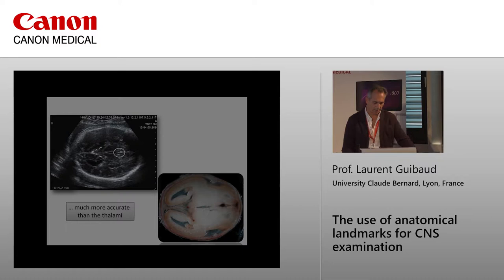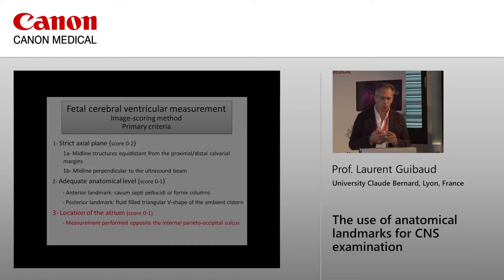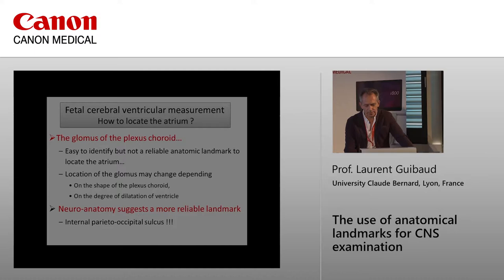If you are strict at the good level, you have to locate the atrium. How to locate the atrium? If you think about the plexus, it's very difficult, in fact. And anatomy suggests that the atrium is facing the internal parieto-occipital sulcus. That means that the glomus is easy to identify, but this location will change depending on the shape of the choroid plexus and on the degree of dilatation of the ventricle. So look at the internal parieto-occipital sulcus. It's the definition of the atrium.